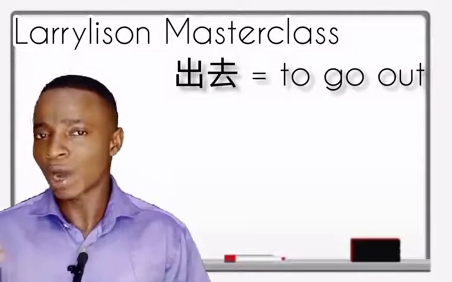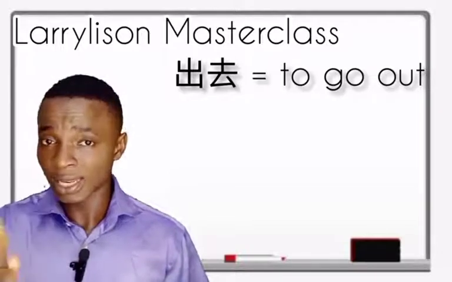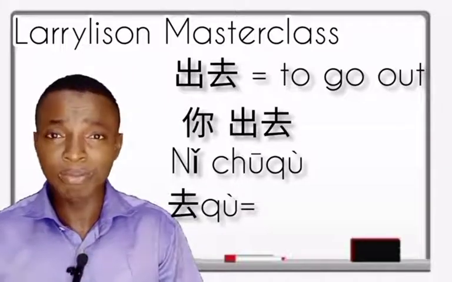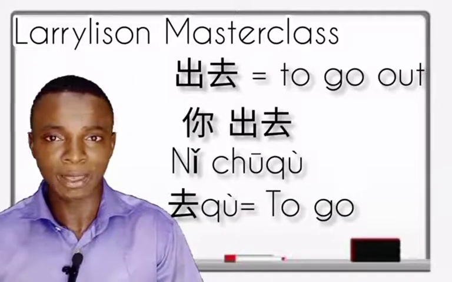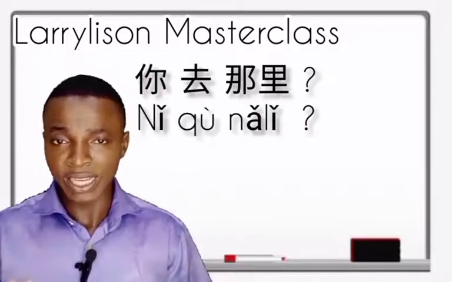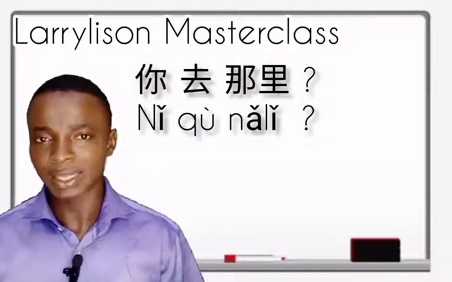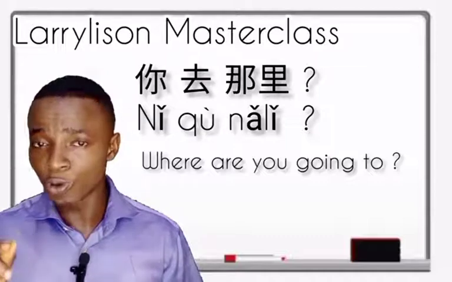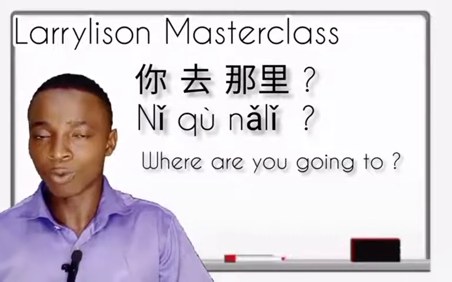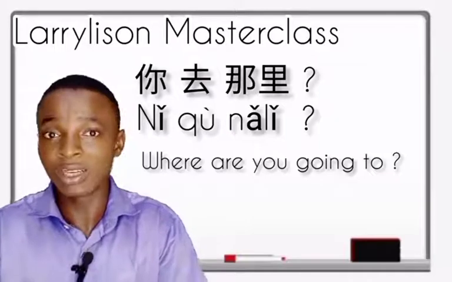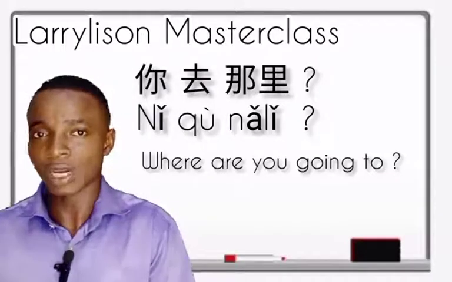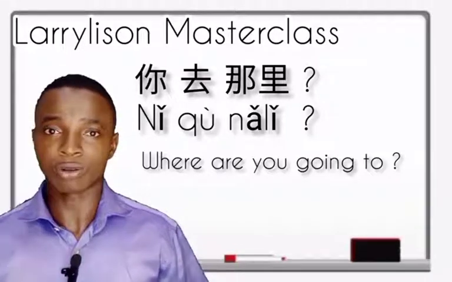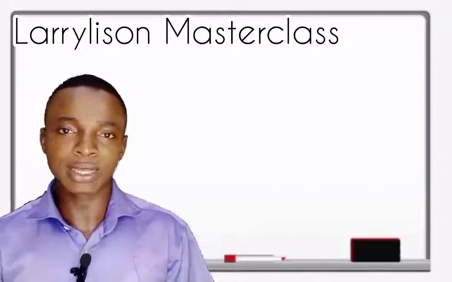So if you want to tell someone to go out, we say 你出去, you go out. So the qu there on its own means to go. For example, let me make a sentence with that qu. 你去哪里? Meaning what? Where are you going to? 你去 meaning you go. 哪里 where. When it comes together, if we are to translate it, we will say where are you going to? Beautiful. Let's look into another example.